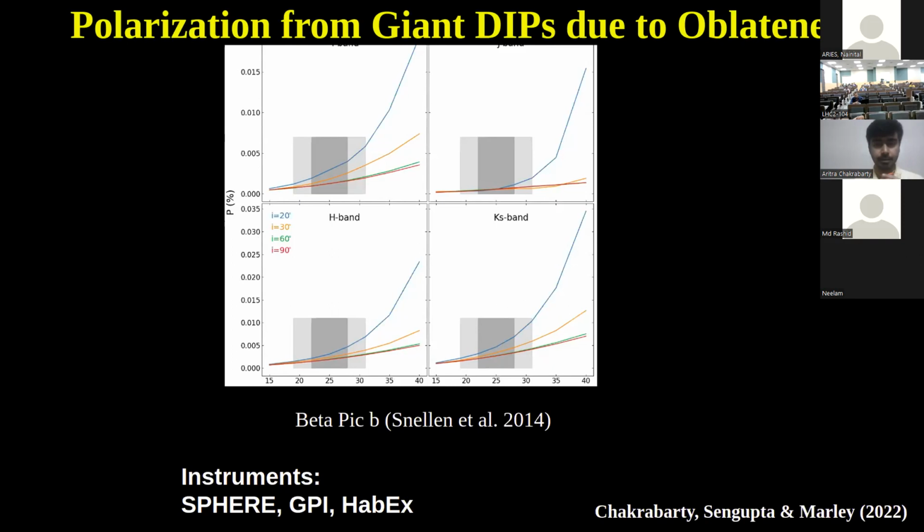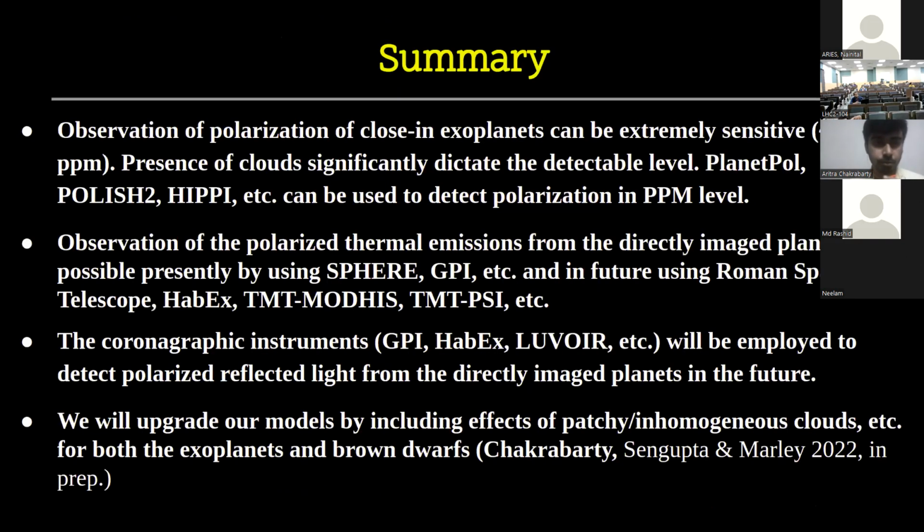So anyway, to summarize the entire talk, the observation of polarization of close-in planets is very difficult. The presence of clouds significantly dictates it, but instruments like PlanetPol, POLISH, etc. have sensitivity at the level of ppm, so we might be able to detect them. But what we are presently working on is observation of polarized thermal emission from the directly imaged planets, which is already possible using instruments like SPHERE or GPI, and in future with the Roman Space Telescope, HabEx, or TMT, using coronagraphic instruments.